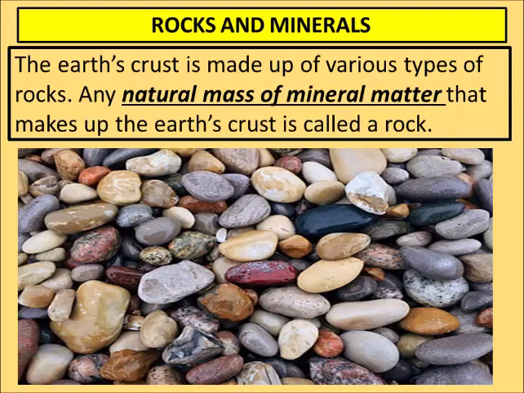So you can say the earth's crust is made up of rocks, and rock is a mineral natural mass. Natural mass means volume or weight. If you pick up any rock, you will feel the weight of it. Some rocks are very tiny and light in weight. Some rocks are very heavy. You cannot hold them in your hands, right? So they have mass. Mass means weight.